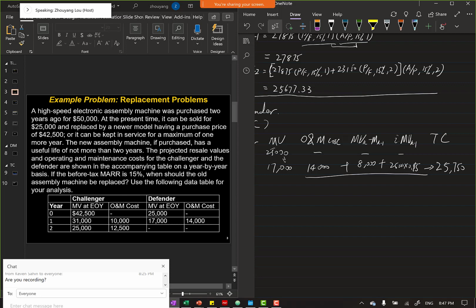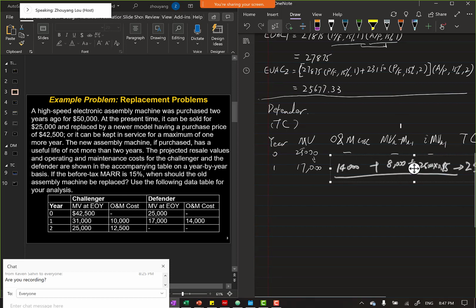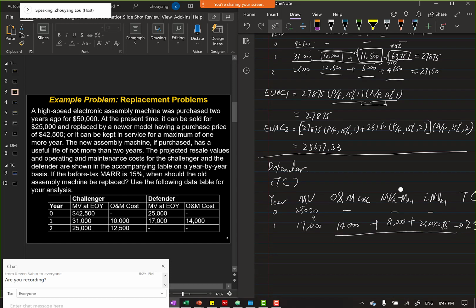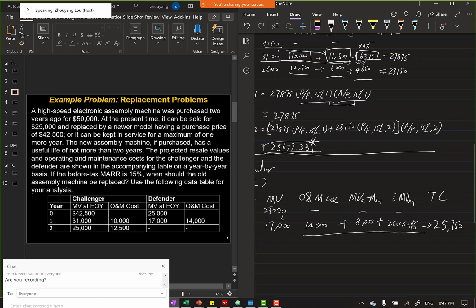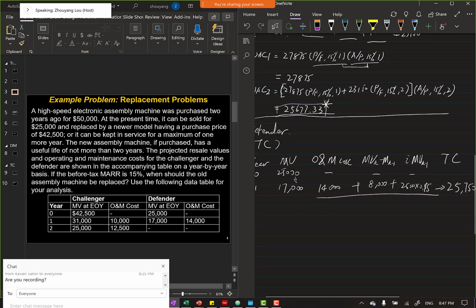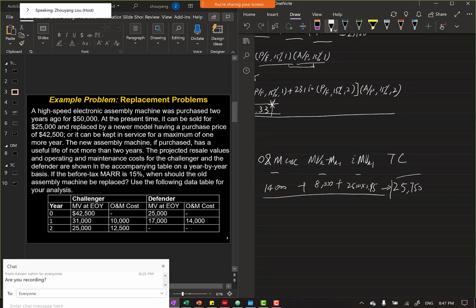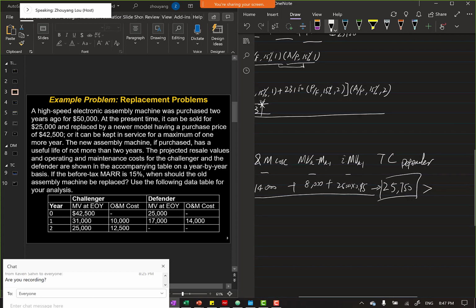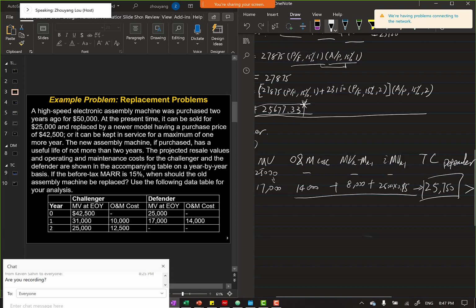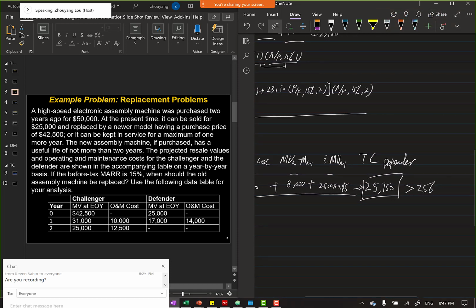And from the previous result, we got the minimum EUAC of the challenger. So what we want to compare is the minimum EUAC of the challenger to the total marginal cost of the defender, year by year. So we are actually comparing the EUAC at year 2, this number, to the total marginal cost of the defender. At year 1, this number from the defender part is actually larger than the EUAC at year 2 for the challenger, which is 25,677.33. That's the minimum EUAC for the challenger.